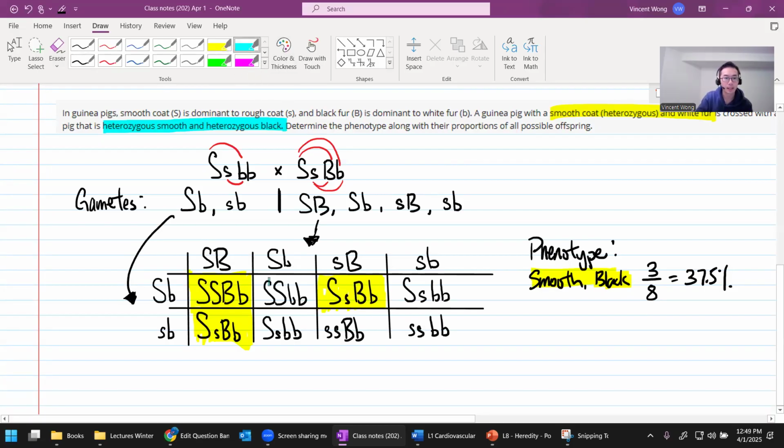Another phenotype right here. This is smooth and white. Can I write the genotype? The reason I don't write the genotype is because all of them are different, right? So it would be like writing each one more time, but I would have 8 different genotypes, and each one would be 1/8, which is 12.5%. Okay. So in this particular question, it's more useful to group them by phenotype instead.